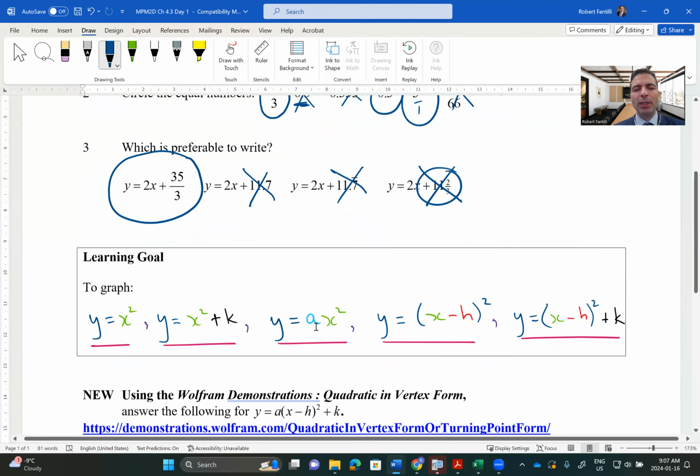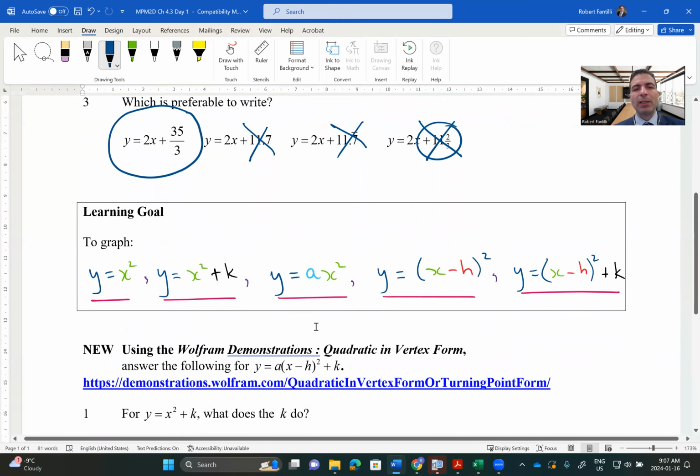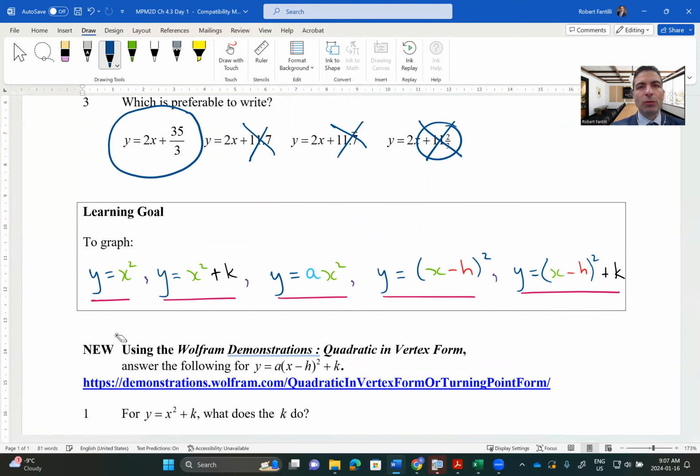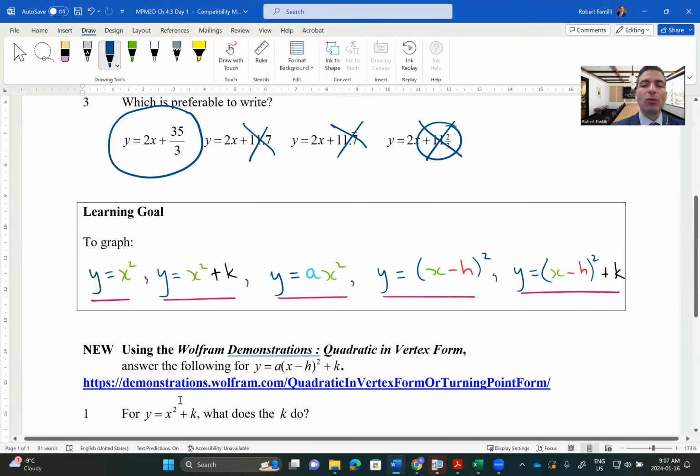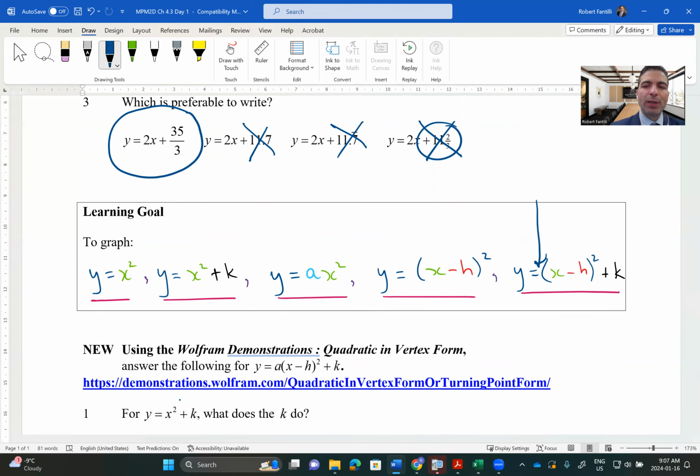The learning goal: we've covered a lot of this already in the last video, but just to let you know, what we're going to be looking at is the parent parabola, y equals x squared. We're going to look at what the k does, the vertical shift up and down. The a value, we're going to cover that in a moment. And there's the horizontal shift. And there's a little bit of a combination: we have a horizontal shift and some up and down movement. We can also change the a value, which is hiding right in there.